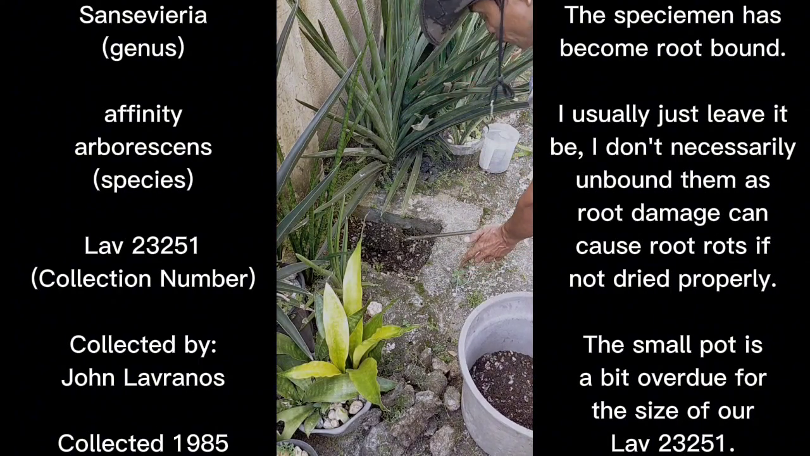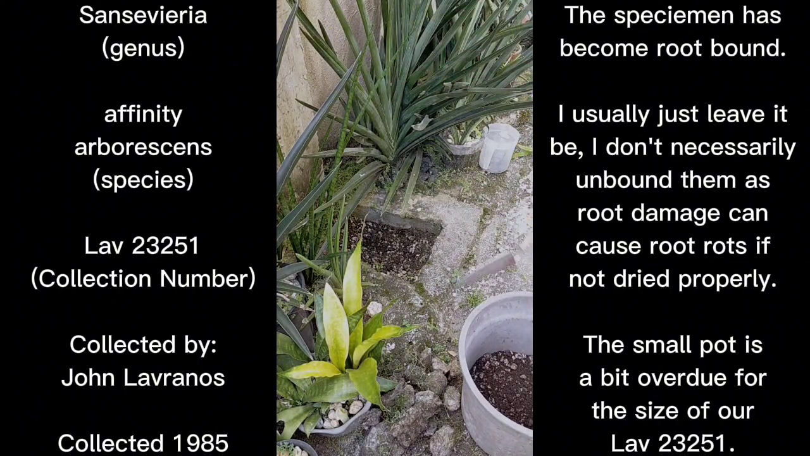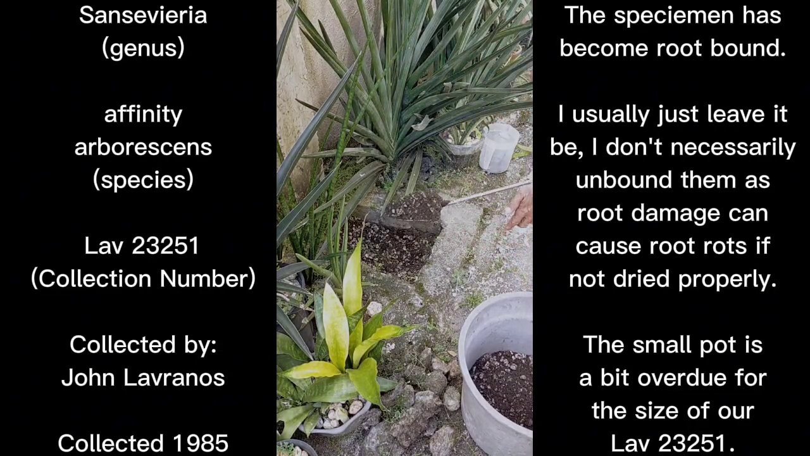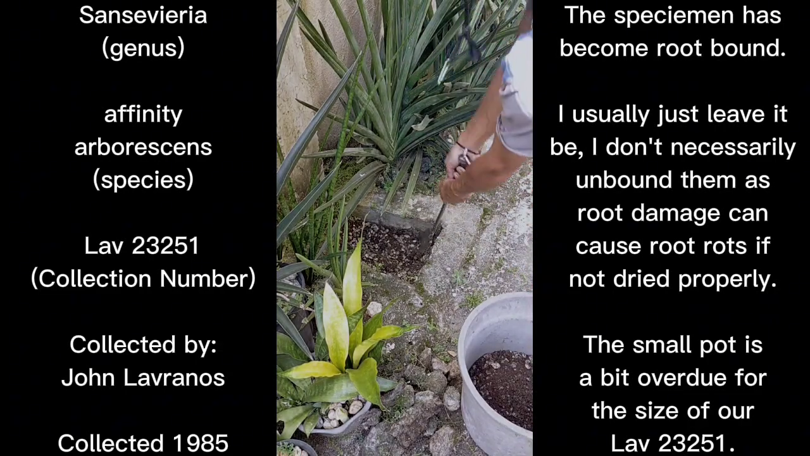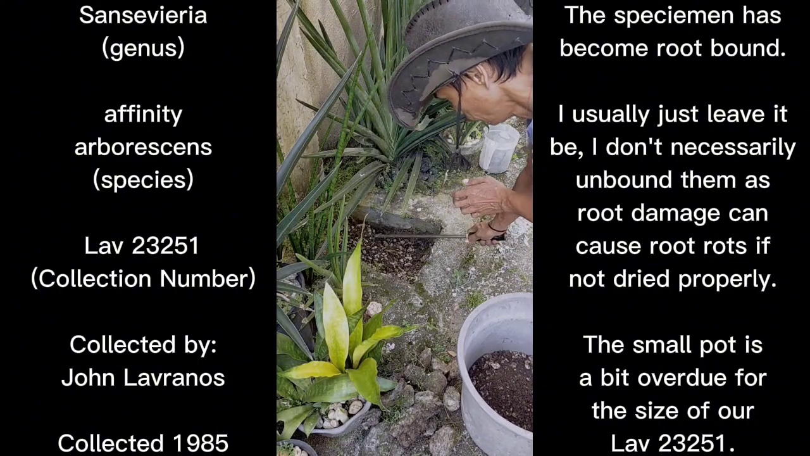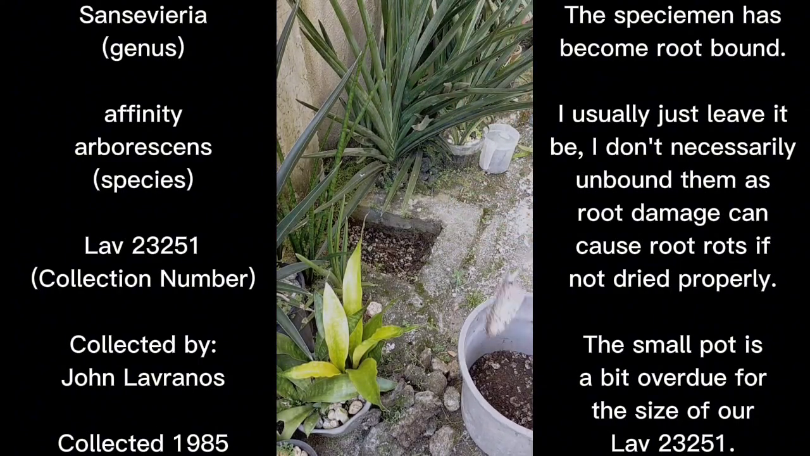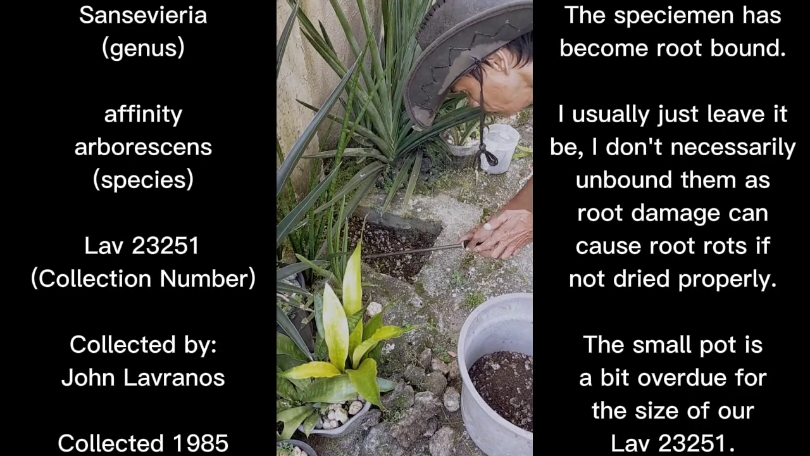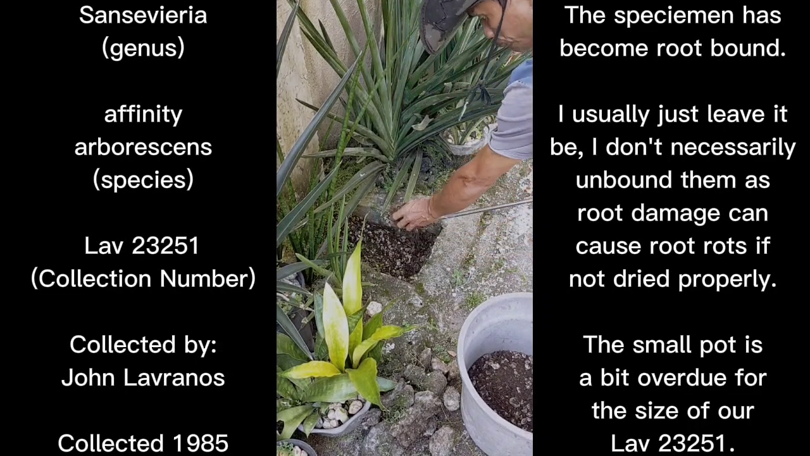Sometimes when we water heavily, some of the soil mix will float out of the spot or the pot that we're planting our Sansevierias in. So we also want to avoid that. What we do is put some big rocks on top of the Sansevieria that we plant.